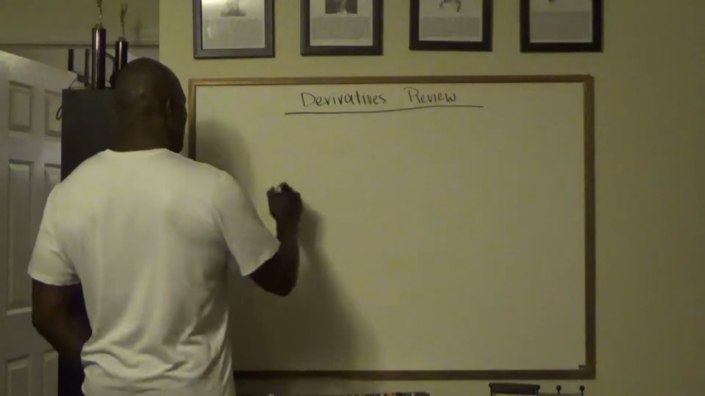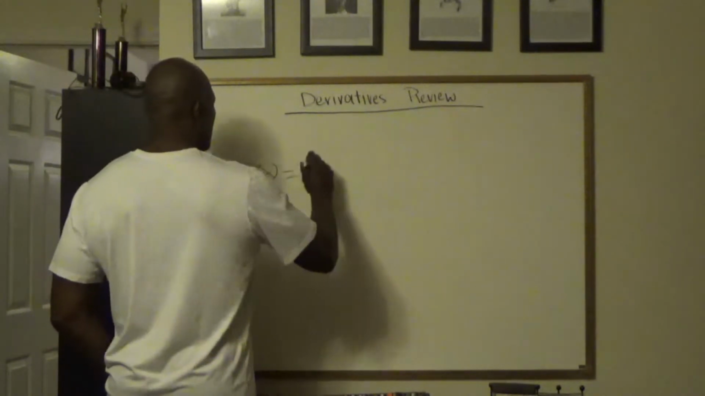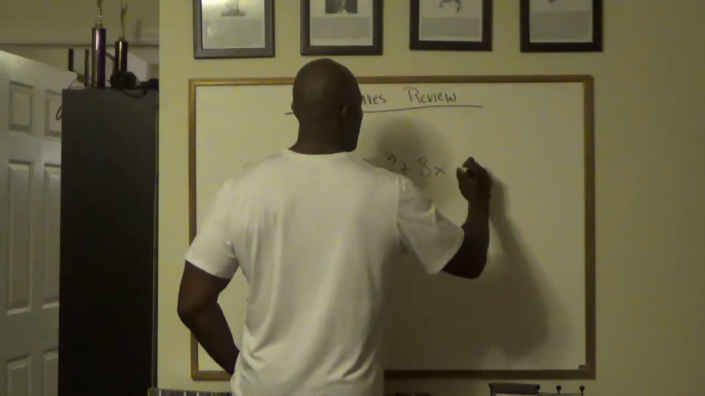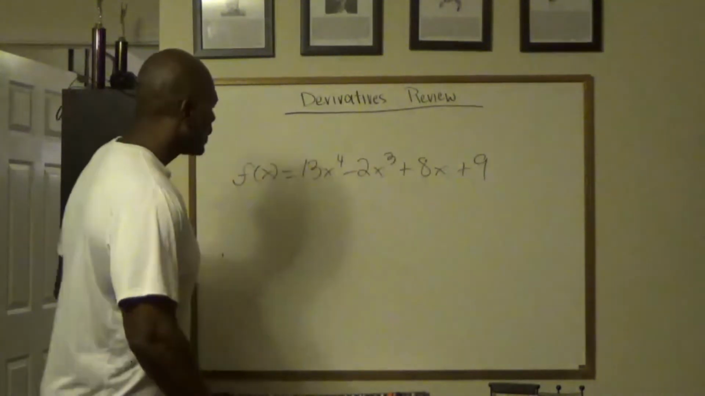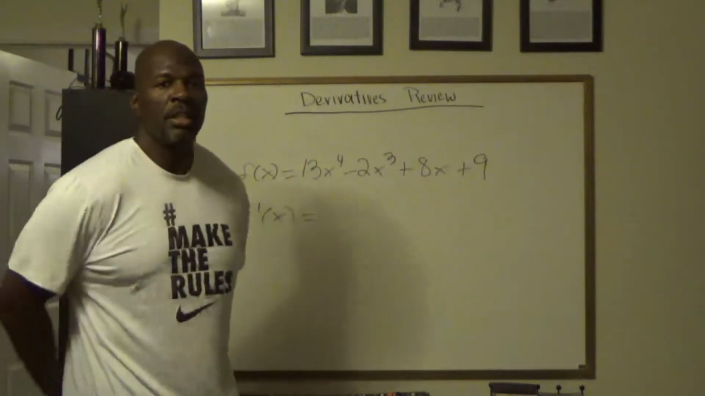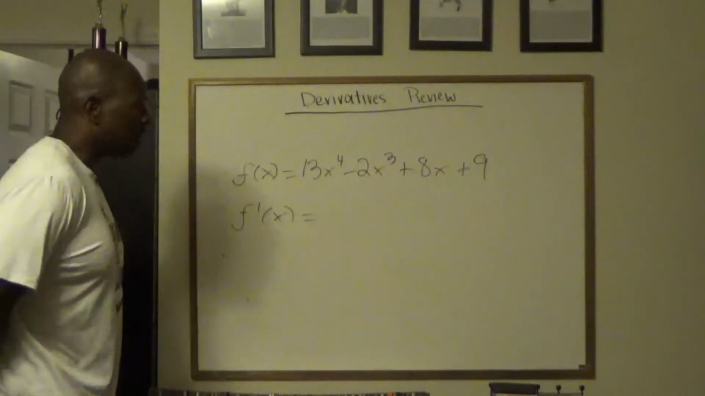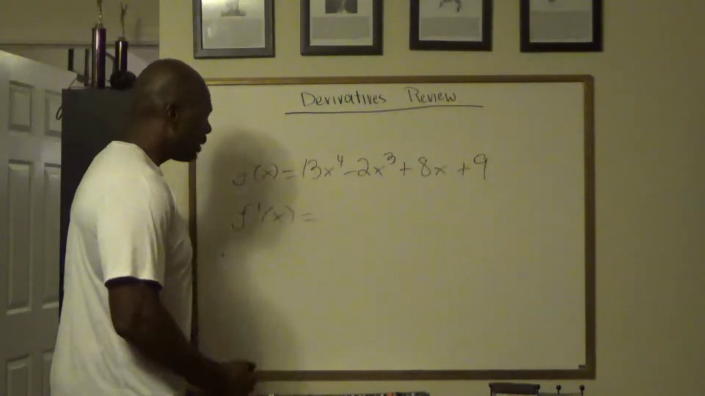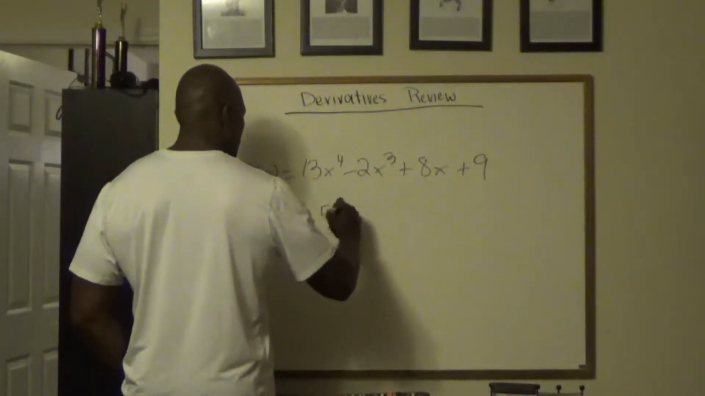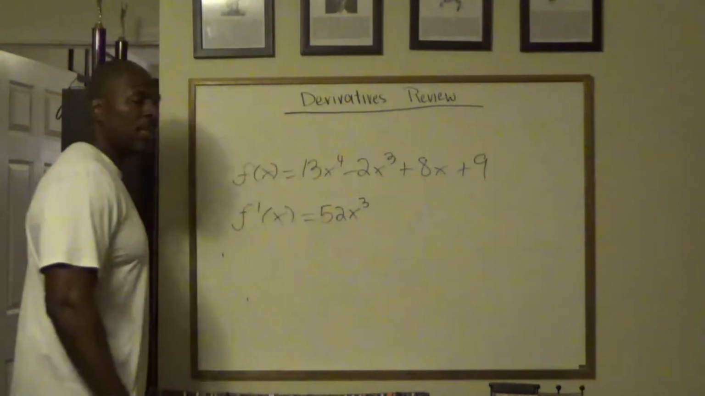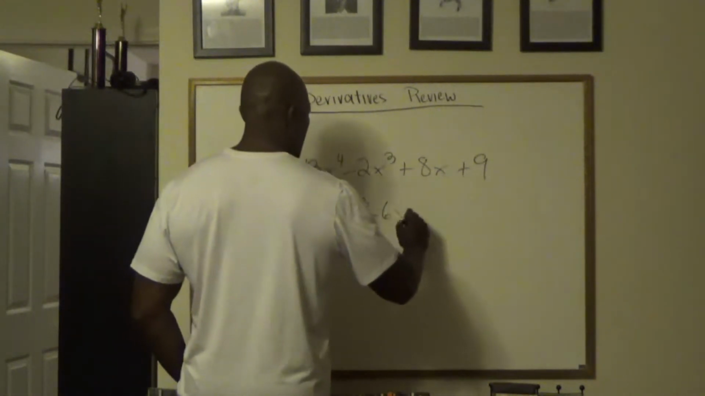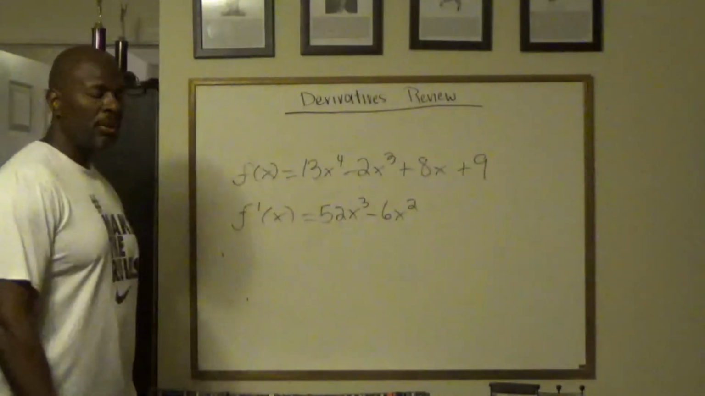So let's say some function f of x is 13x to the 4th minus 2x cubed plus 8x plus 9. And we're going to find f prime of x, better known as the derivative. And again, I'm going to use that power rule. So when I take these derivatives, I'm going to multiply this exponent by this coefficient. 4 times 13 is 52. And then I'm going to subtract 1 from the exponent. Similarly here, 3 times 2 is 6. And then I'm going to subtract 1 from the exponent.